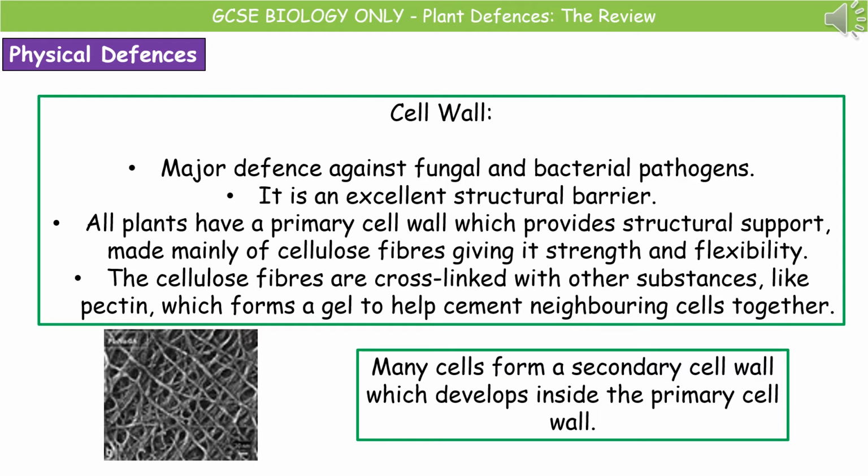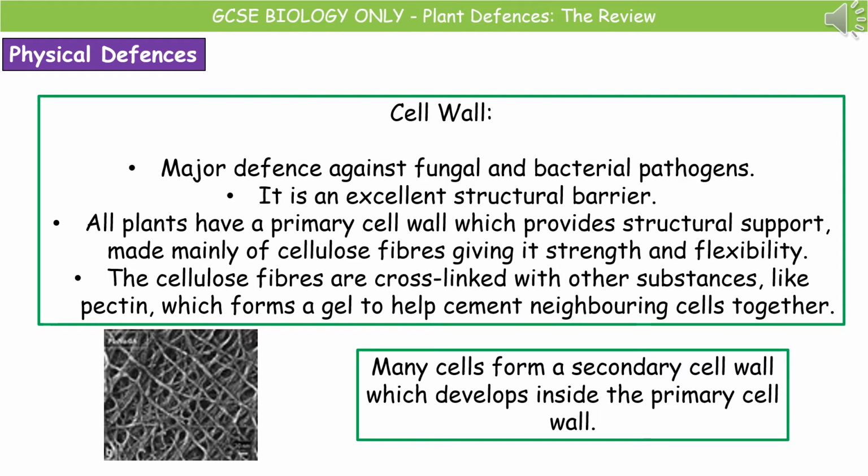Now, the cell wall is a major defense against these fungal and bacterial pathogens because it's an excellent structural barrier. So all plants have what we call a primary cell wall, and that's going to provide the structural support for the cells, as we've already discussed in B1, and it's made up mainly of these cellulose fibres. So it's got the strength and the flexibility it needs.